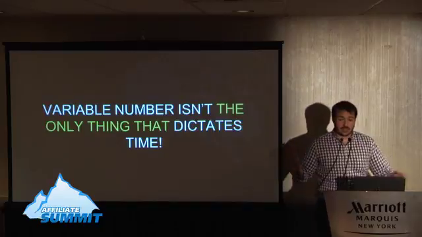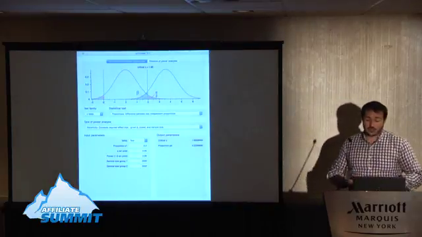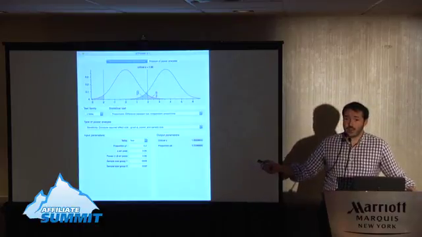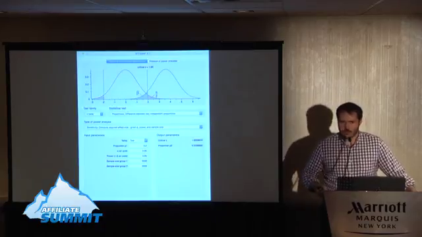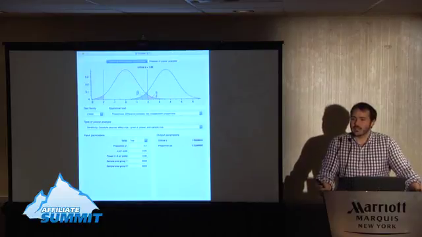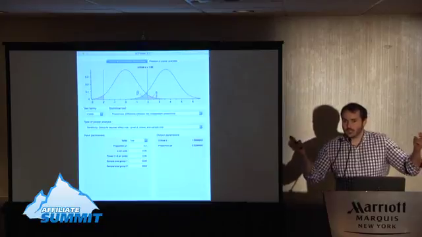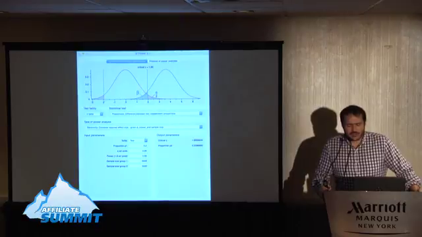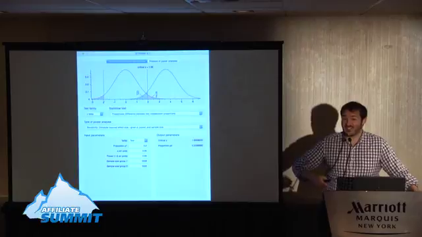So variable number, as I just showed, isn't the only other thing that dictates time. The percent lift, as I was just saying, is too. So here's an example. This is a forecasting tool I use called GPower3. It's a statistical calculator by the Universität Düsseldorf. Very good. What I like to look at here is, if you're going to a page and you want to run a test on it, and say you're traffic challenged, let's not say low traffic anymore, let's say traffic challenged, you have to actually go for the big swing. You need to make sure you're going to have a big enough effect size.